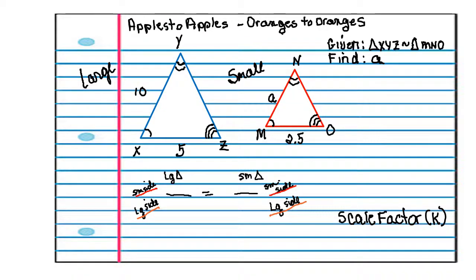My large triangle here, my small side is a 5. It is in between the angles that has a 1 tick mark and then a 3 tick mark. And then my larger side is 10, which is between the 1 tick mark and the 2 tick marks. All right, moving over to the smaller triangle, I am going to look for the small side, which is between the 1 tick mark and the 3 tick mark angles. So that's going to be 2.5. We're just matching them up.